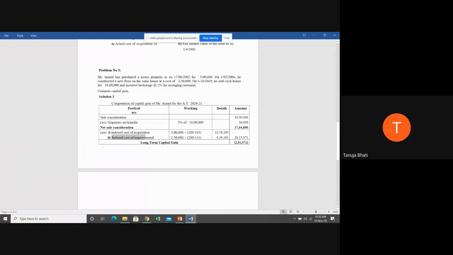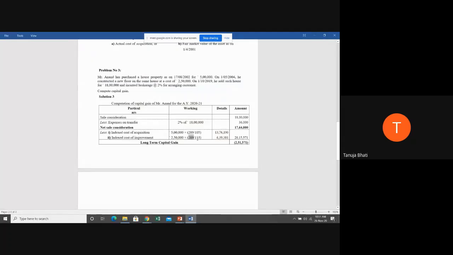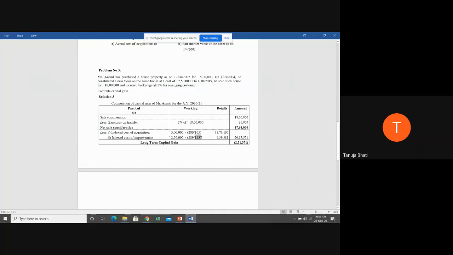Next, indexed cost of improvement is the actual cost of improvement, 2,50,000, into the index of the year of transfer. It is transferred in the financial year 2019-20 and the index is 289, divided by the index of the year in which the improvement took place. The improvement took place in 2004-05, which is 113. So 113 is the denominator. Once we solve this, we get 6,39,381.